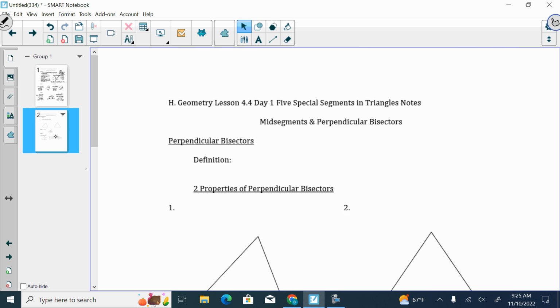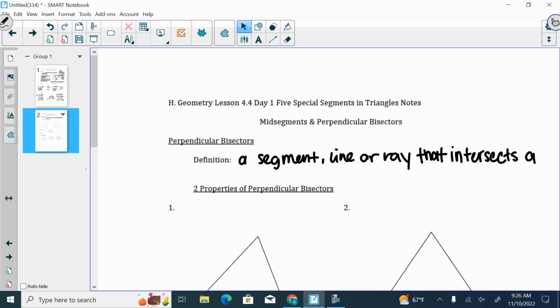All right, so first we're going to define what a perpendicular bisector is. This is going to be a segment, line, or ray that intersects a segment at its midpoint and forms a 90-degree angle.